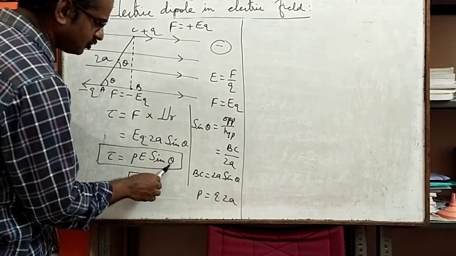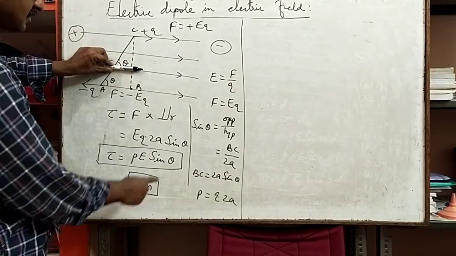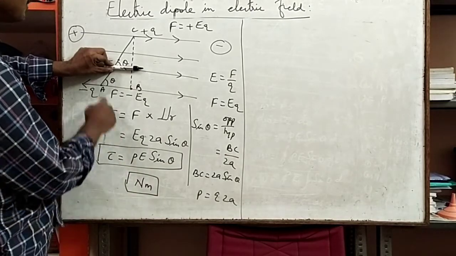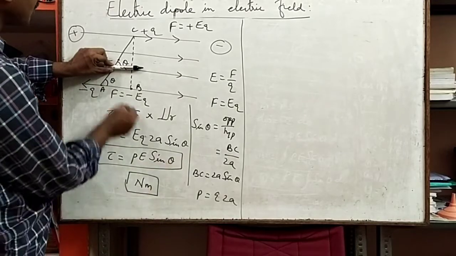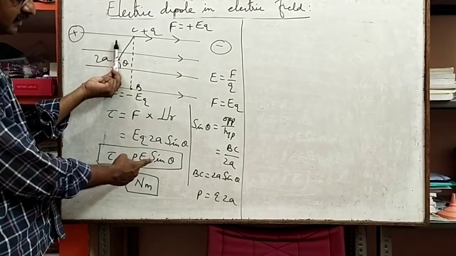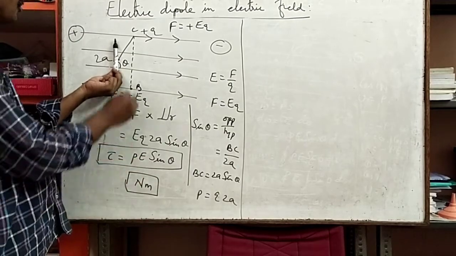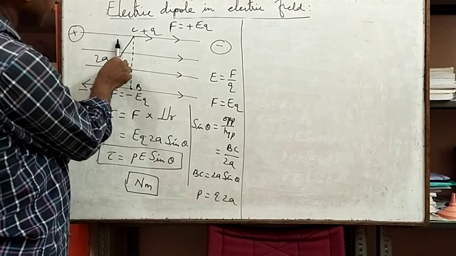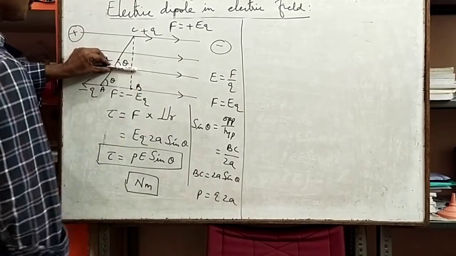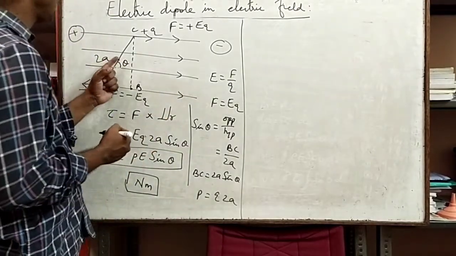If theta is equal to 0, it means the dipole is aligned parallel to the electric field. Sin 0 is 0. Then torque is 0. It will not experience any torque. If theta is equal to 90, it means the dipole is aligned like this. Sin 90 is 1, then torque tau is equal to PE. If theta is equal to 180 degrees, again torque is equal to 0. Now let us discuss work done in rotating an electric dipole in an electric field.